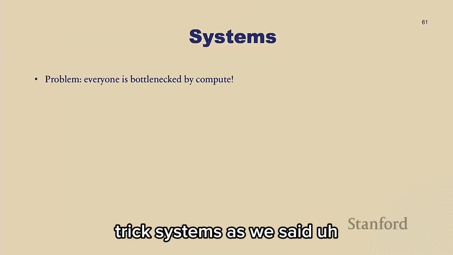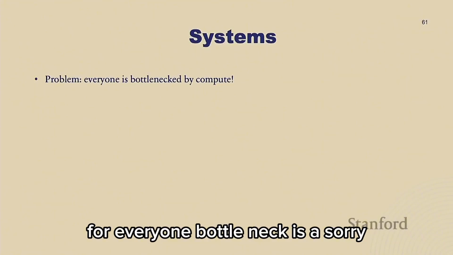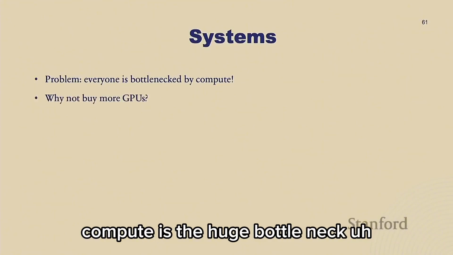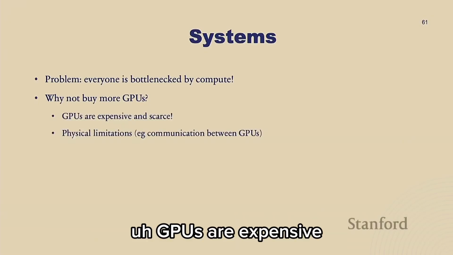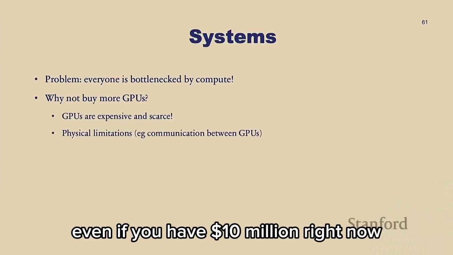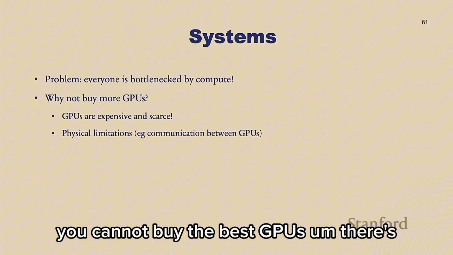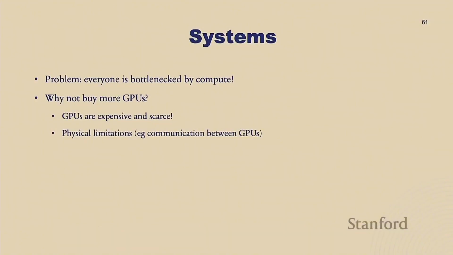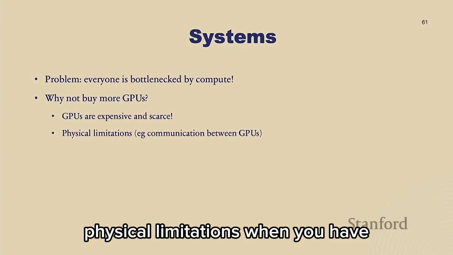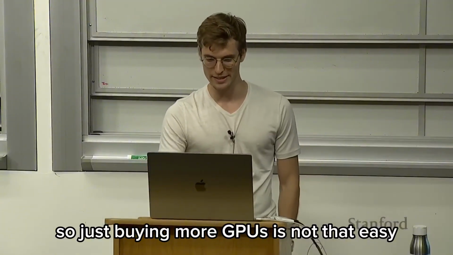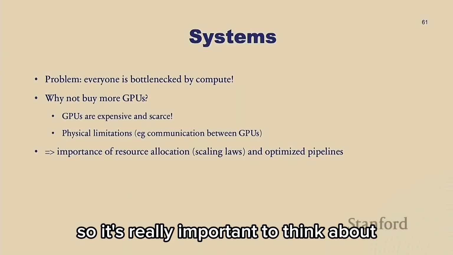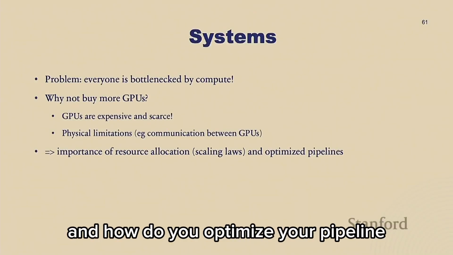Systems: as we said, for everyone, compute is the huge bottleneck. One question you might ask is, why not buy more GPUs? GPUs are expensive, but also scarce. Even if you have $10 million right now, you cannot buy the best GPUs. There are also some physical limitations. When you have multiple GPUs, you have to communicate between them, and that takes time. So just buying more GPUs is not that easy. It's really important to think about how you allocate resources and how you optimize your pipeline.